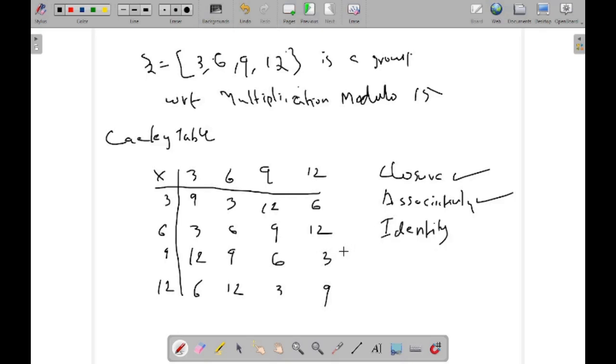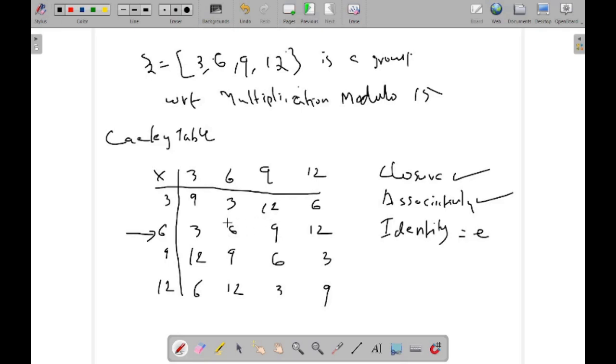See, what is the identity element? 6 into 3, it is 3. 6 into 6, it is 6. 6 into 9, it is 9. 6 into 12, it is 12. So this 6 is the identity element. So in a multiplicative group, it is not necessary that the identity element is equal to 1 always. Here you can see the identity element is 6.